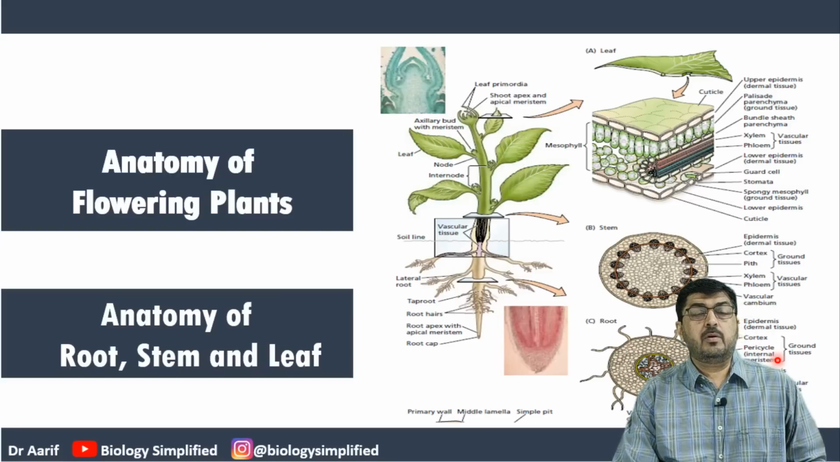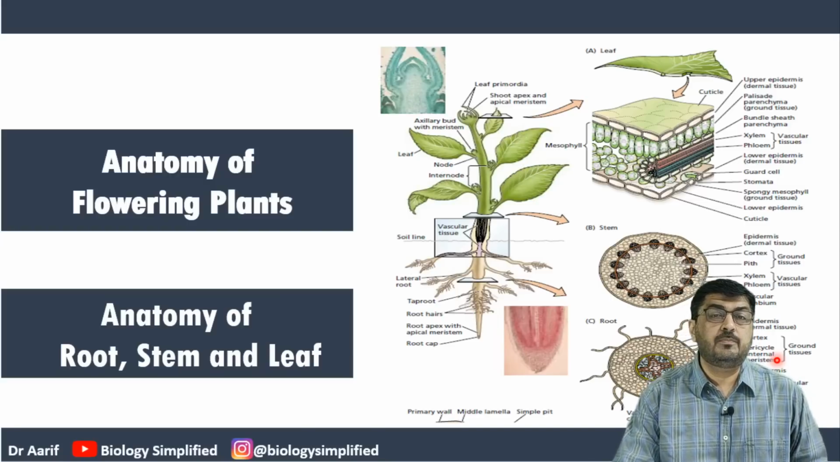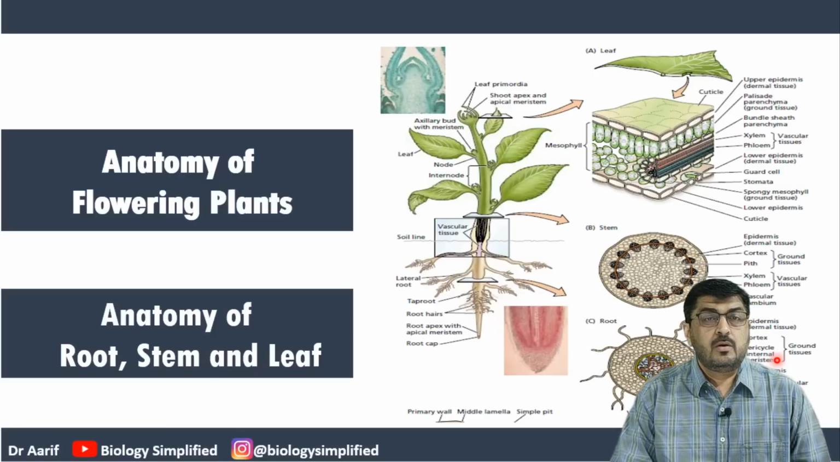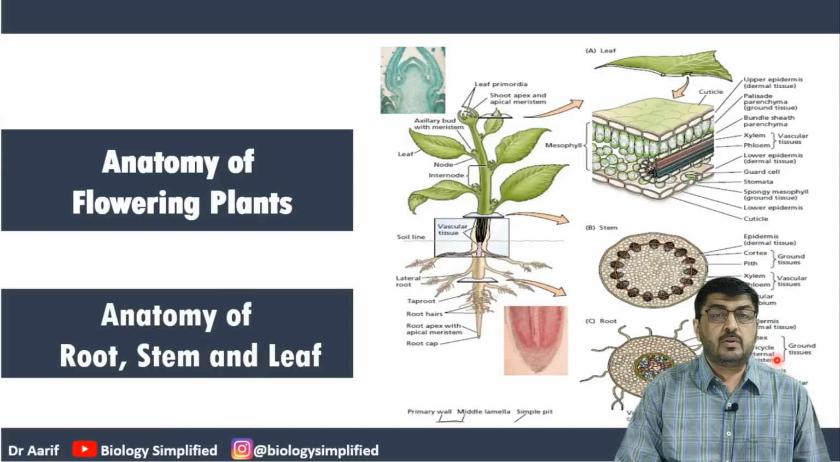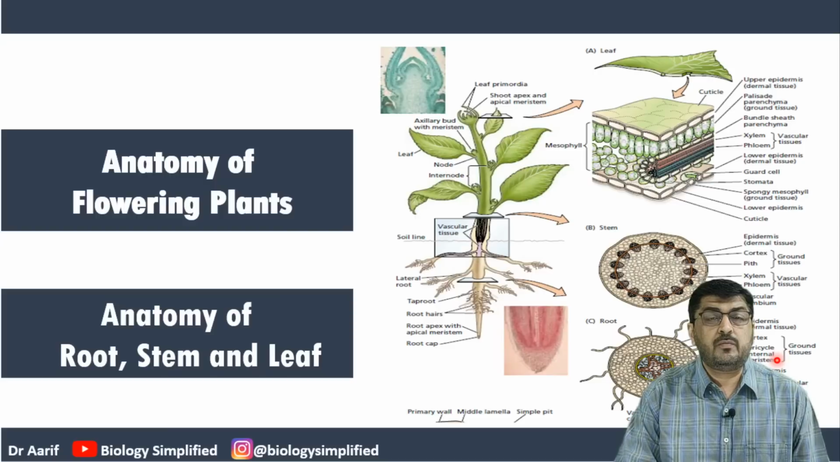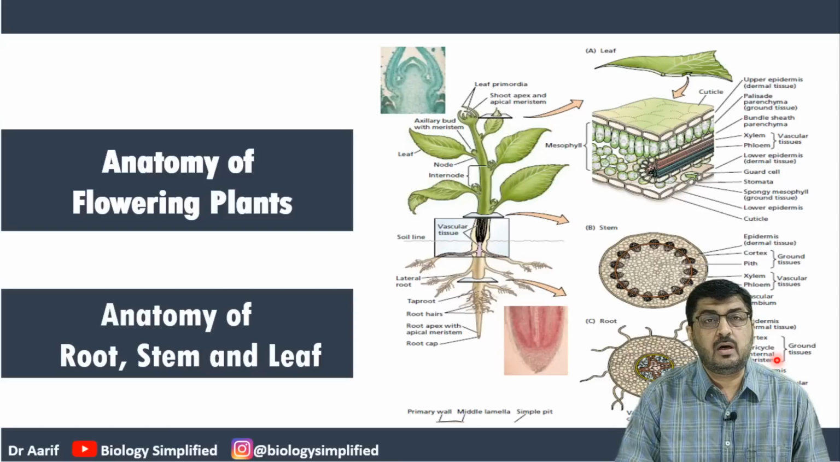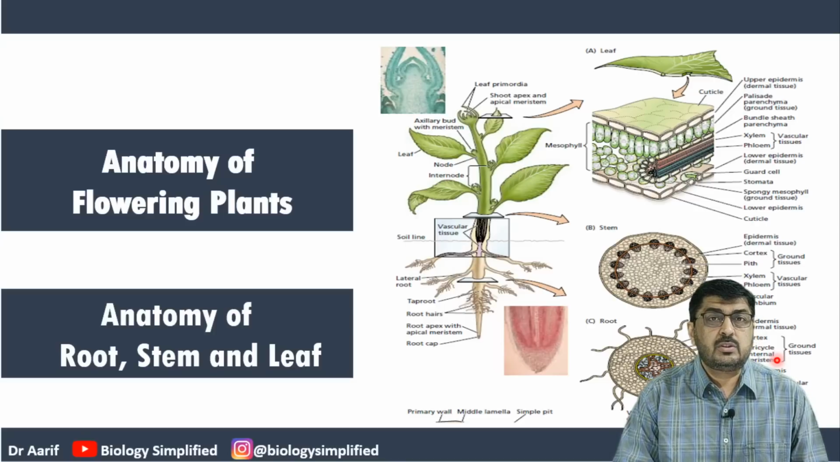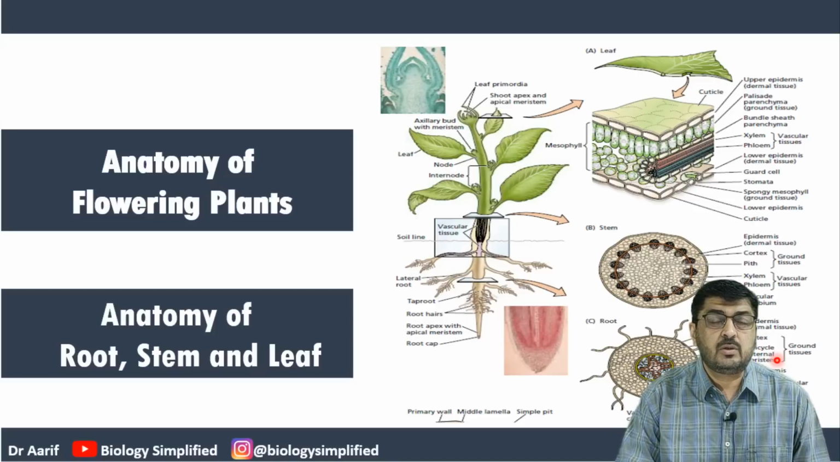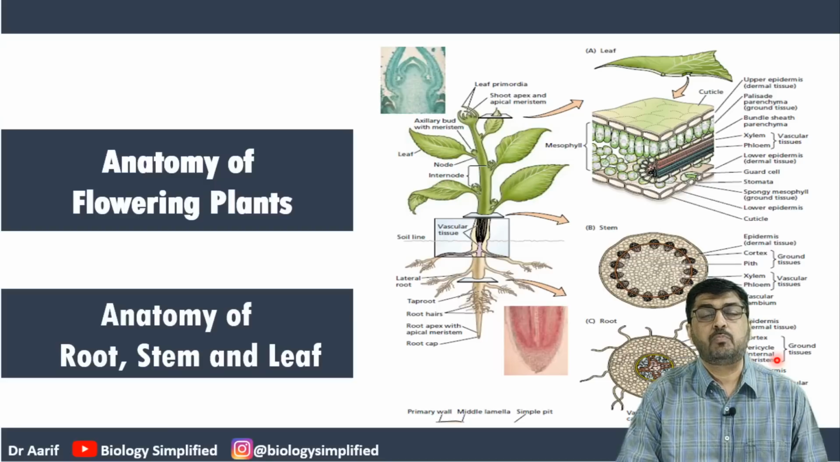Hello, everybody. Welcome back to the third session of this chapter, Anatomy of Flowering Plants. We've covered two sessions before this, and up till now, we have done the entire classification of tissues, and secondly, the types of tissue systems, where we have three types: the ground tissue system, the vascular tissue system, and the epidermal tissue system.